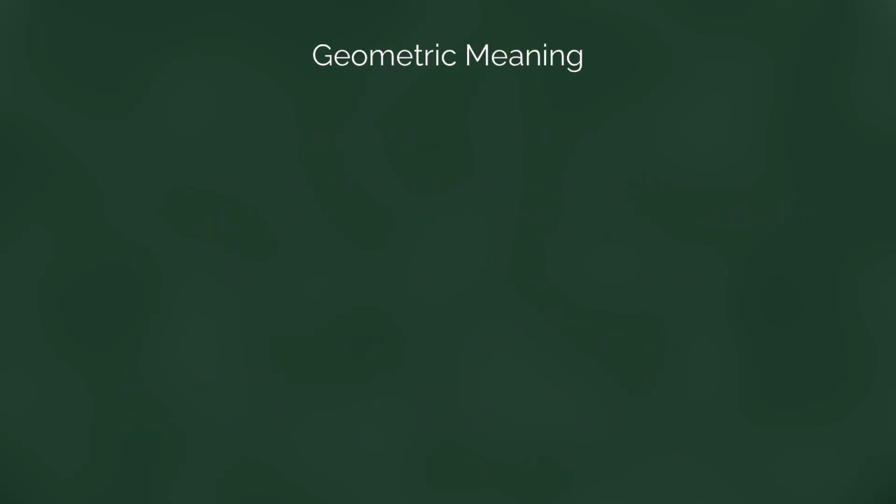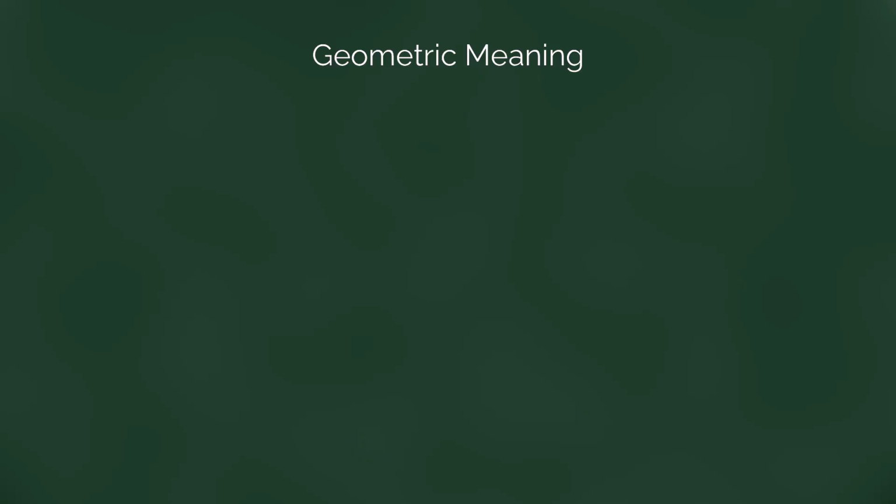Okay, so at this point, we know how to compute a cross product. And we've seen that we can use it to find the angle between two vectors. But the really important thing about the cross product is its geometric meaning. That's going to be very helpful to us.